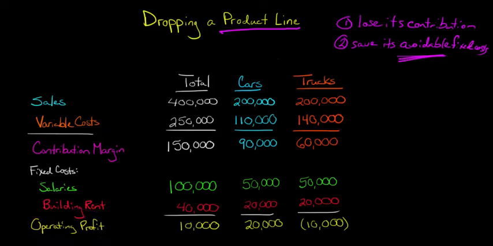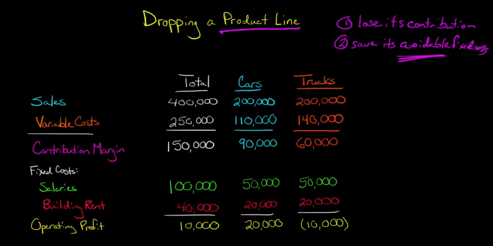Okay? So we see the firm as a whole has made $10,000 profit, but it looks like the car division has made $20,000. They've contributed to operating profit, and then the truck division has lost $10,000. Now, you might immediately think, hey, wait a minute. Let's just get rid of this truck division because it's the problem, right? Because they're losing money, they're dragging down the company.